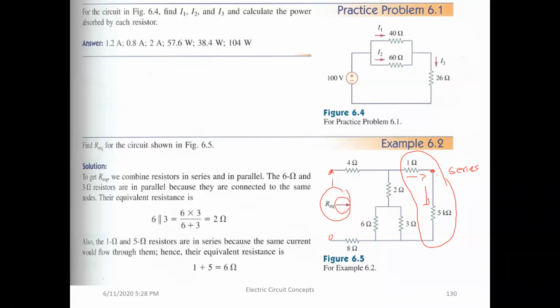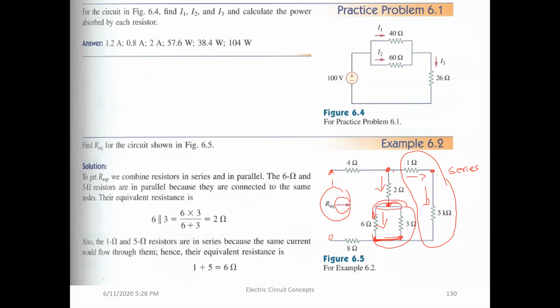Now we finish this one, and we come down here. So 2 and 6 are neither in parallel nor in series, because the current here is not the same as the current here, and they are not sharing both points, only one point. The other point of the 2 ohms is not shared with the 6, or with the 3. So I cannot combine the 2 and the 6, and I cannot combine the 2 and 3. But I could combine the 6 and the 3 in parallel, because they share the same 2 nodes.